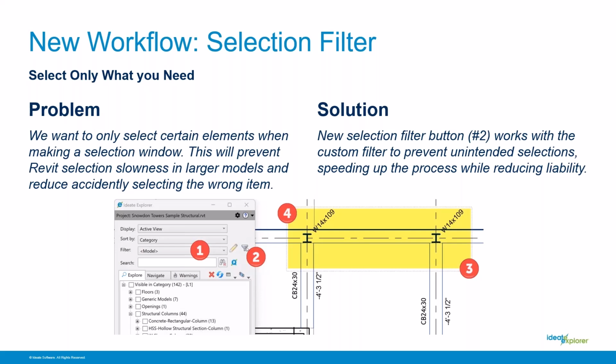An example that I'm going to be using is in-place families. You can basically set the filter to only in-place families, and then you can, in the canvas, do a box select, and it's only going to pick up in-place families and not everything else. So this speeds up your selection greatly.